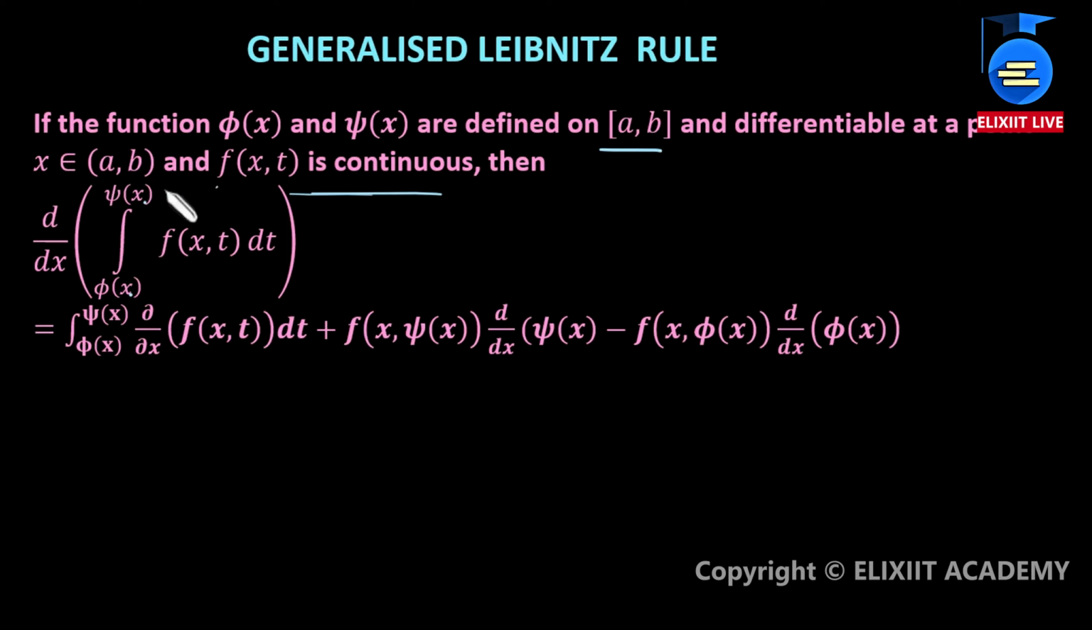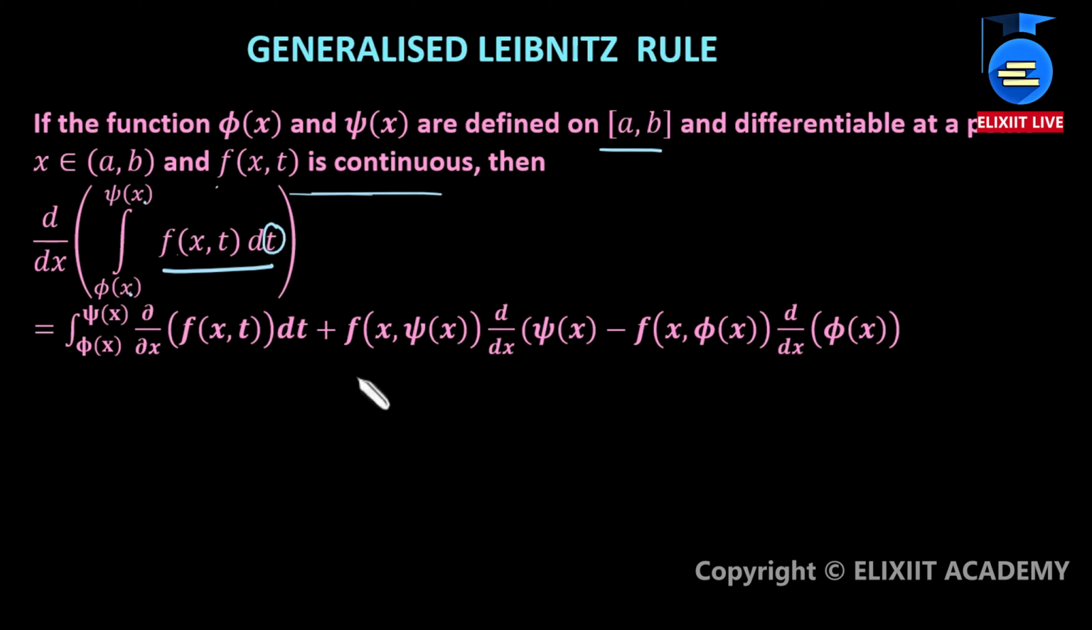So this is what we have: the differentiation of, once again, this is overall a function of x because the limits are from phi of x to psi of x. After integration, you will have some function of x. But in this case, the integrand is a function of both x and t. The function is not only involving t, it also involves x, but we are integrating with respect to t. So basically, after integration, the result will be in terms of x only.